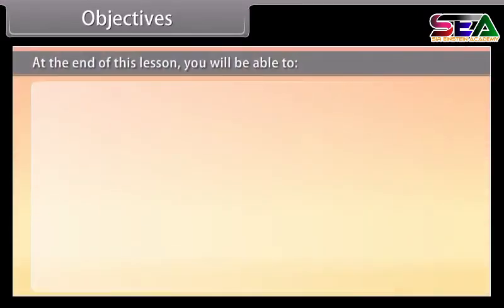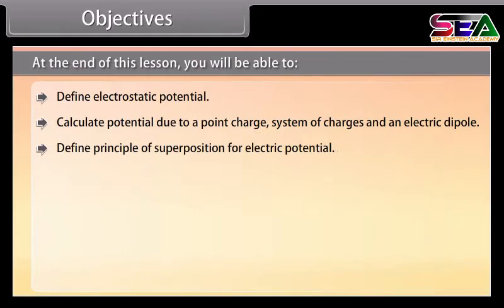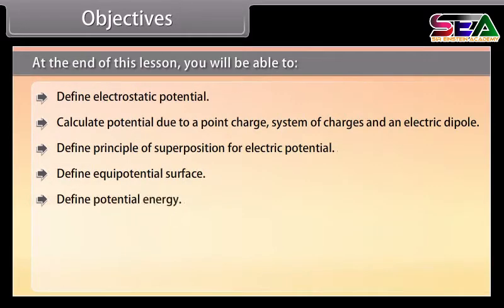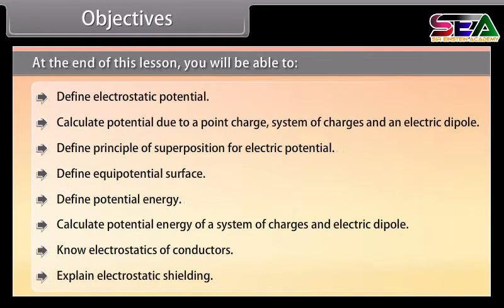Objectives. At the end of this lesson, you'll be able to define electrostatic potential, calculate potential due to a point charge, system of charges, and an electric dipole, define principle of superposition for electric potential, define equipotential surface, define potential energy, calculate potential energy of a system of charges and electrical dipole, know electrostatics of conductors, explain electrostatic shielding.